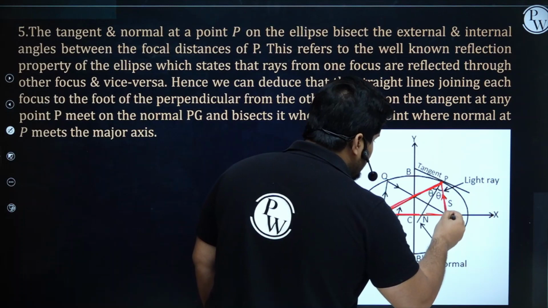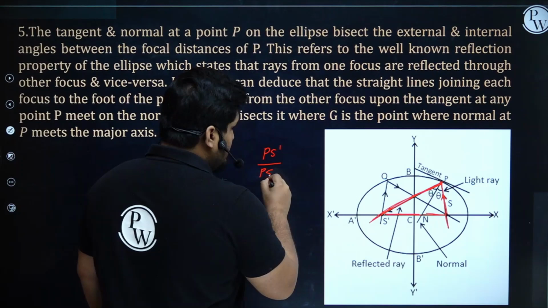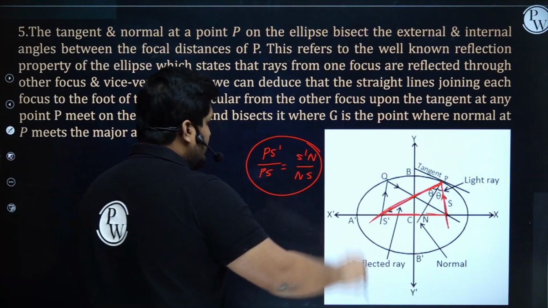That is what we can show. If you want to prove this property, this is what you can show: PS dash divided by PS will come out to be equal to S dash N divided by N times NS, this length.